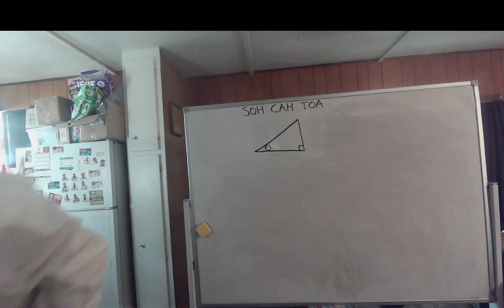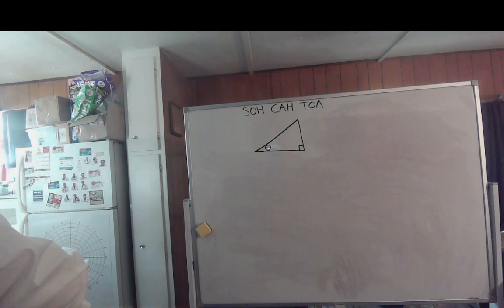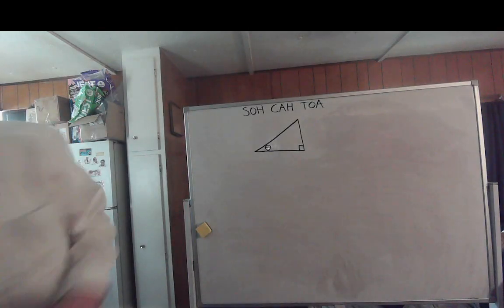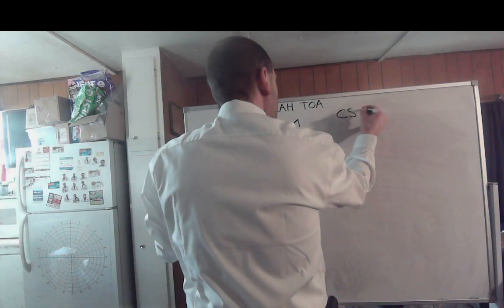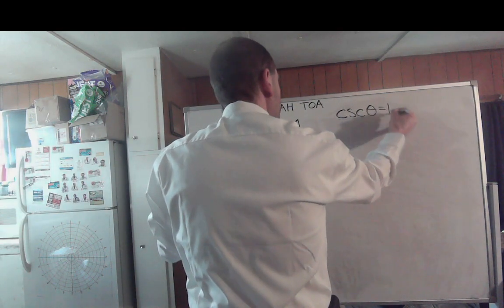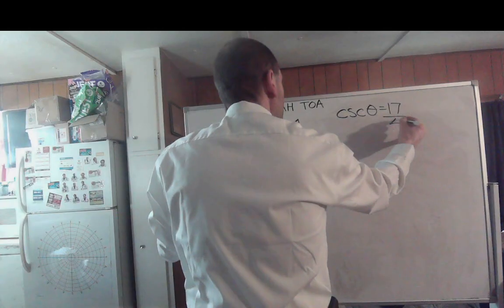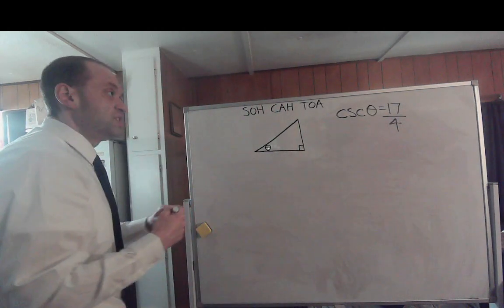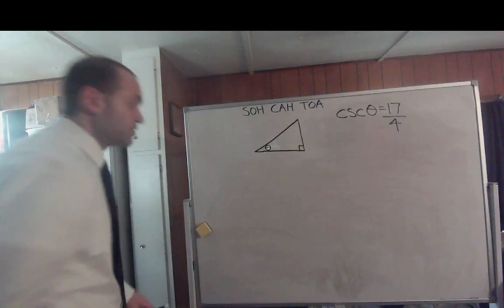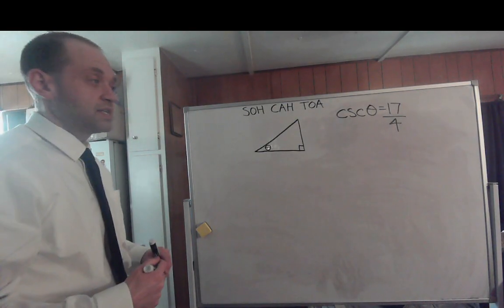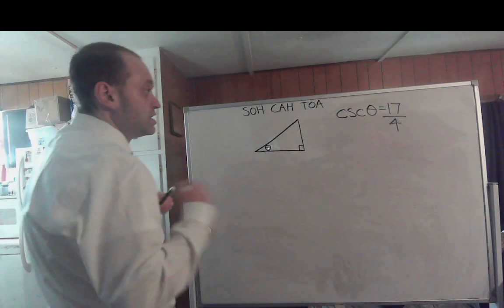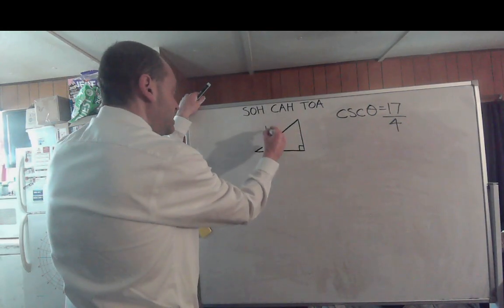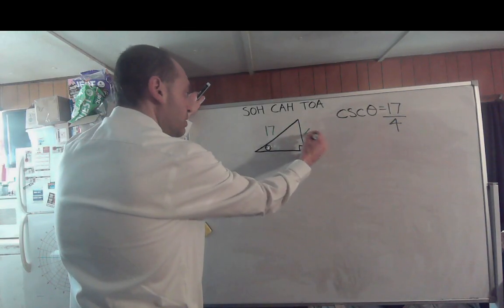Okay, so all they give you is that the cosecant of theta equals 17/4. That's all you're given. The cosecant of theta equals 17/4. Okay, so what is the cosecant? That's your hypotenuse over your opposite leg. So the hypotenuse is 17, your opposite leg is 4.